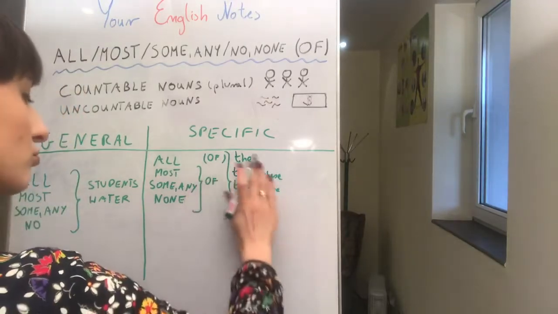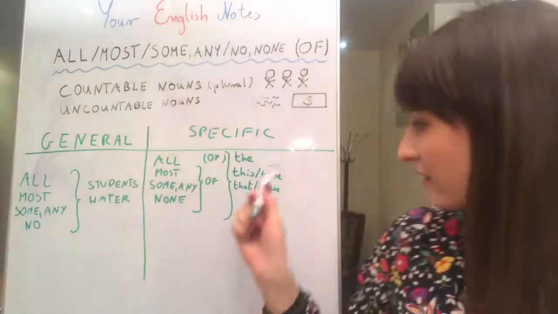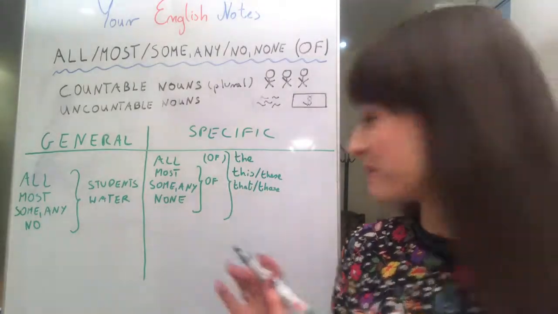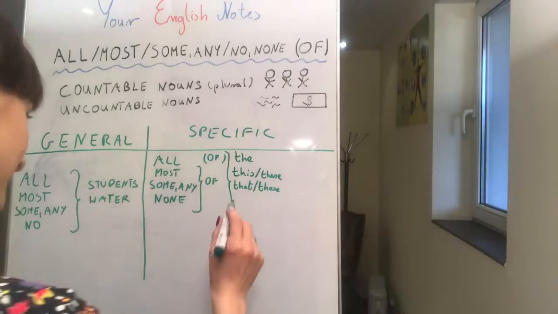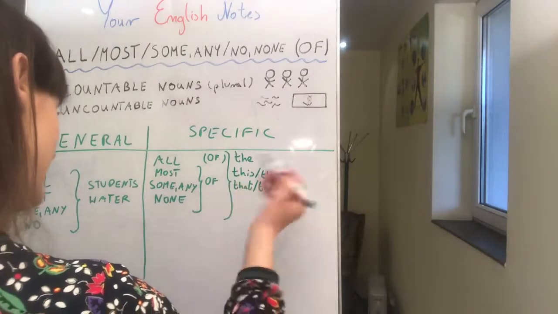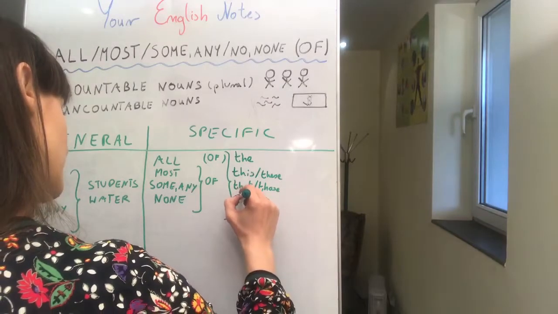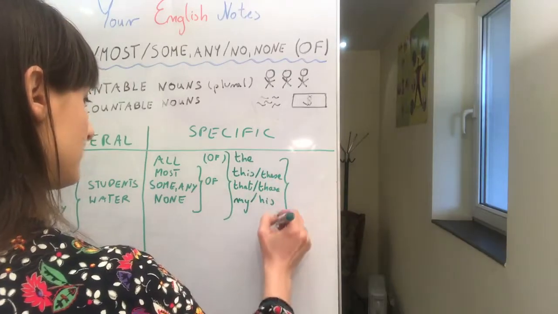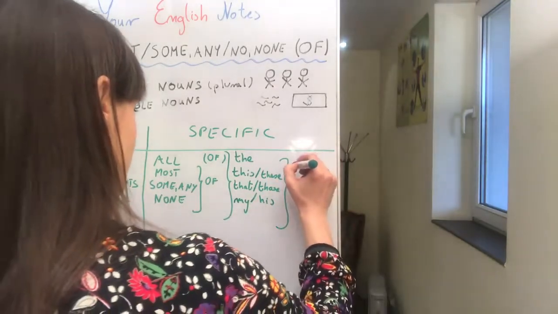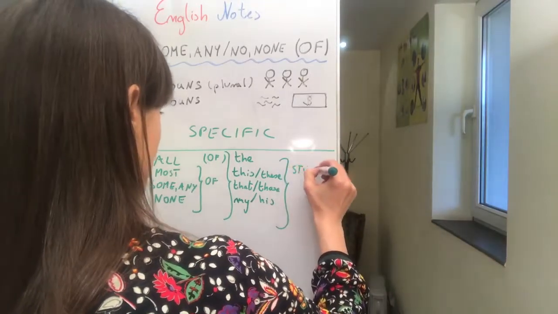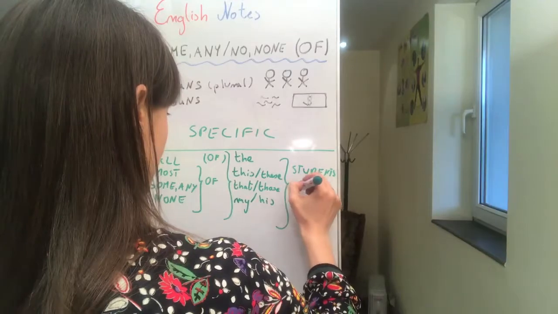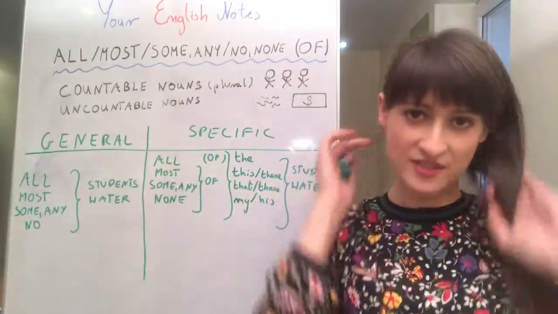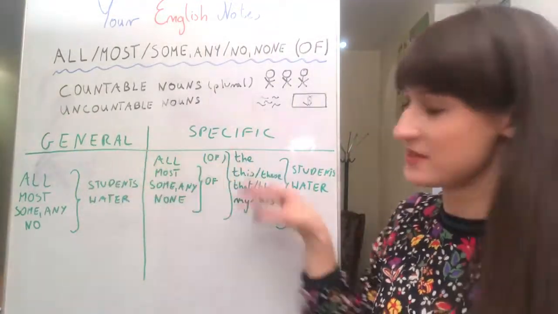If you don't know what is the difference between them, you can watch one of my films when I explain this difference. But I'm not going to do it now because we don't have too much time. And for example, you can also use a pronoun like my, your, his, and then we use the noun which we need. So for example, students, or water. I hope you understand this difference between what is general and what is specific.